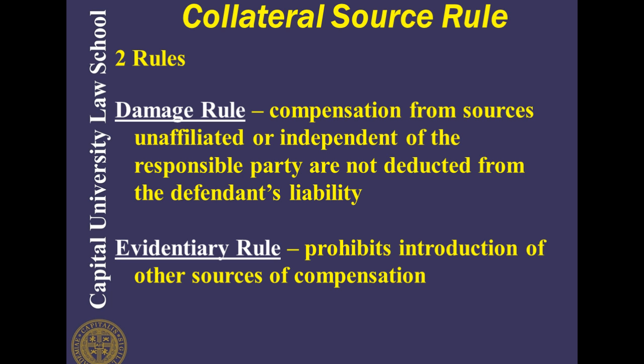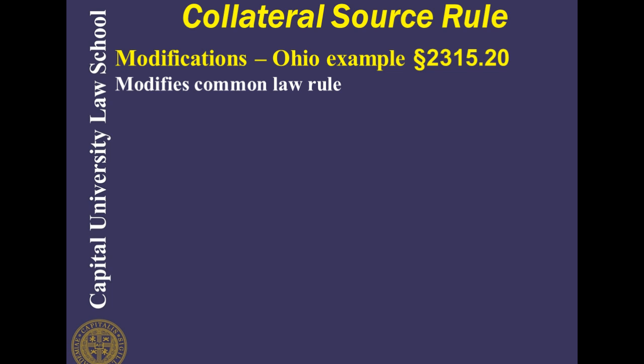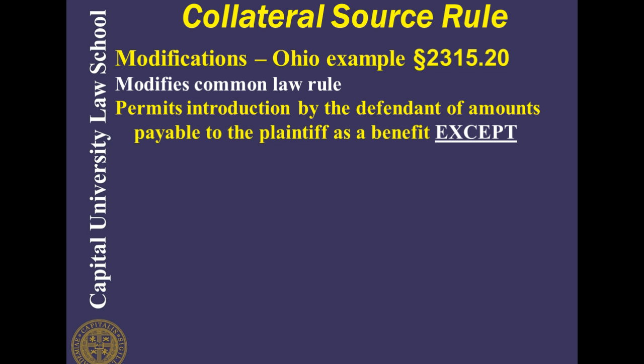In many jurisdictions, this common law collateral source rule has been modified by statute. If a jurisdiction has a pure common law collateral source rule, this information does not come in at trial. However, by example, Ohio has modified its collateral source rule, and by statute 2315.20 modifies the common law collateral source rule in several ways. Let's take a look. It permits introduction by the defendant of amounts payable to the plaintiff as a benefit, that is, the amounts paid by the insurance company, the sick leave time, the vacation time, with certain exceptions.